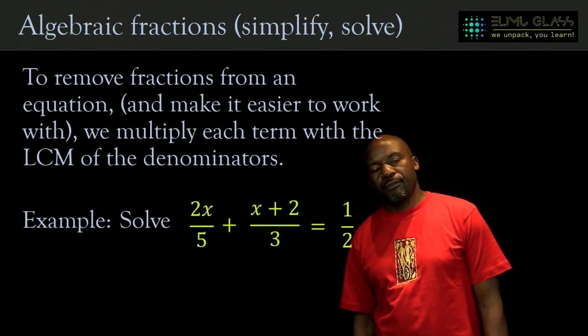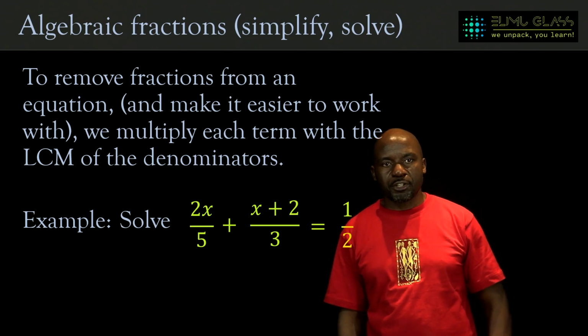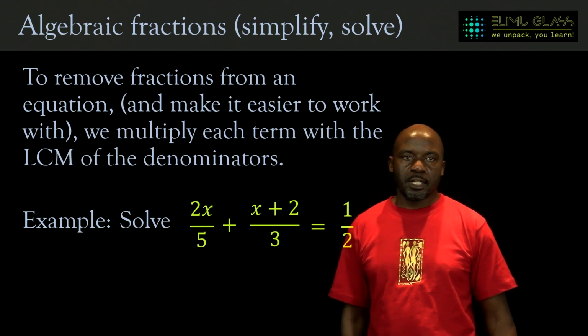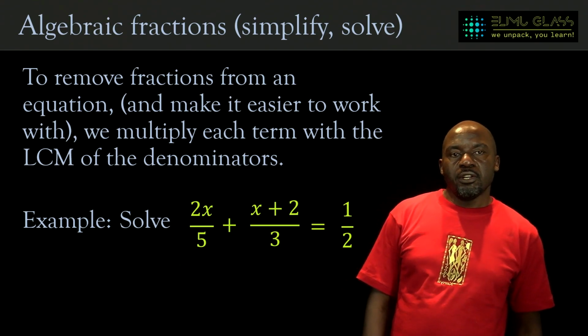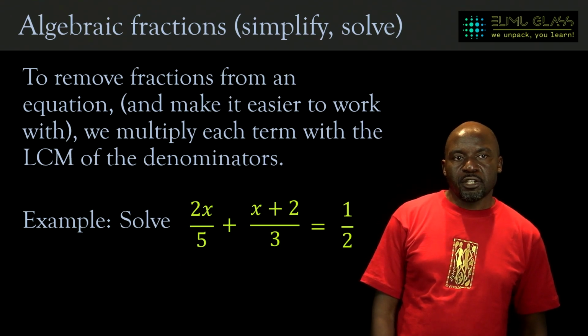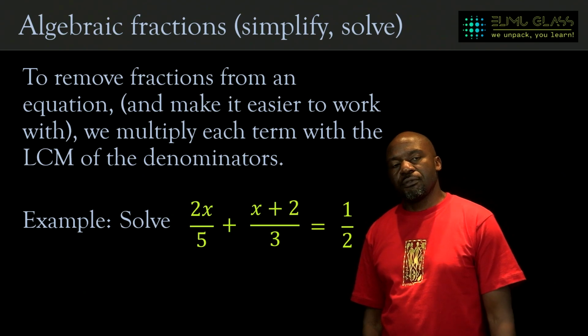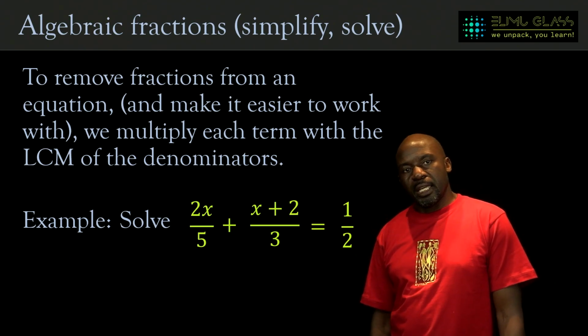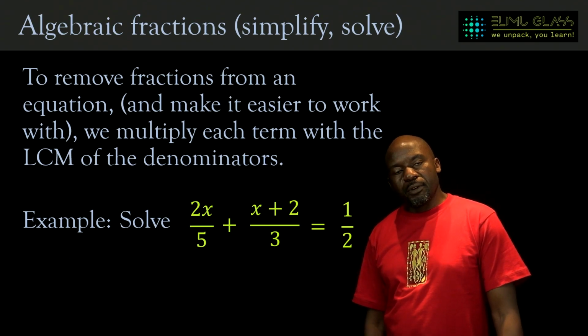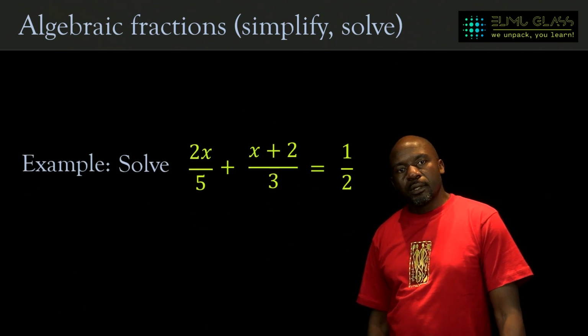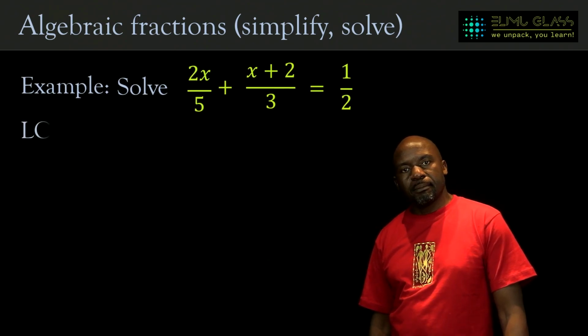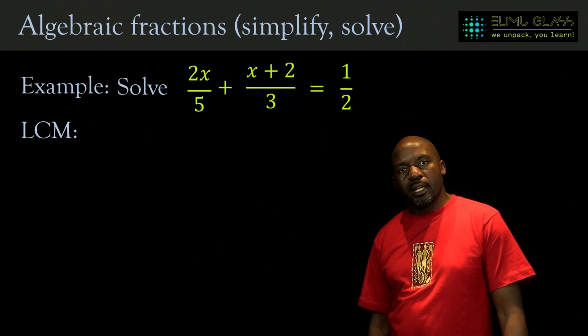But the alternative is to look at the denominators of the fractions. We can get rid of the fractions, okay? So the denominators are 5, 3, and 2. The LCM of those denominators, from there you can see, is 30. All right, so the LCM is going to be 30.